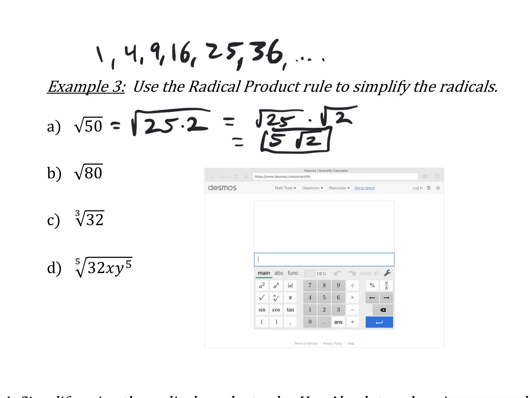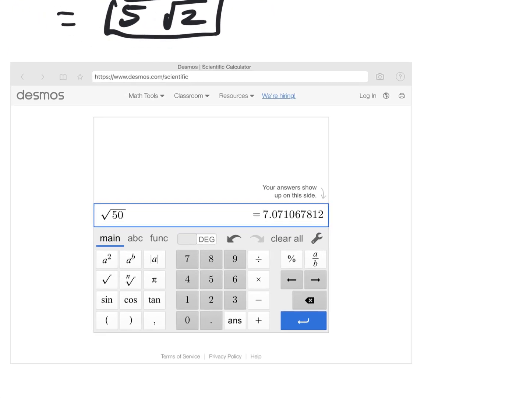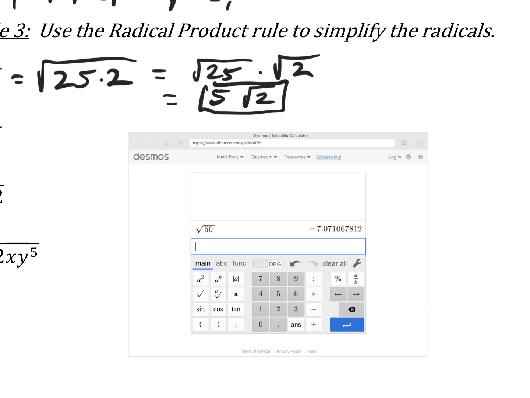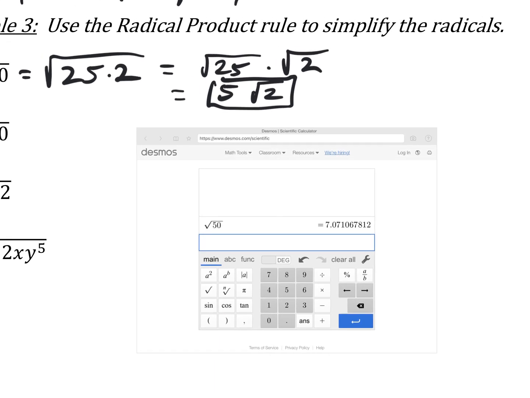Now let's look at the calculator here just to understand this. So what does this mean? Well, the square root of 50 is a number. Square root of 50, it's about 7.07. Okay? It's an irrational number. That's called an irrational number. Well, we said that's the same as 5 times the square root of 2. So if we go 5 times the square root of 2, we get the same number. This is a scientific calculator, by the way. This is Desmos.com scientific. So the moral of the story is this: 5 times the square root of 2 is worth the same amount as the square root of 50.